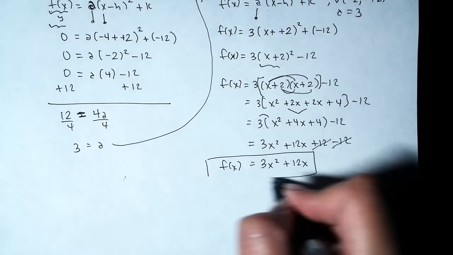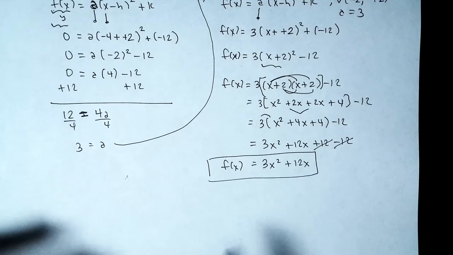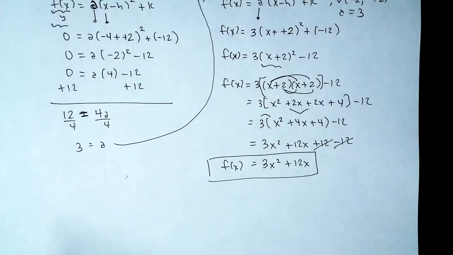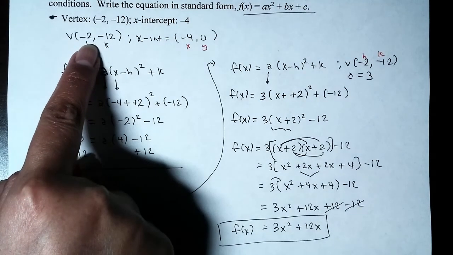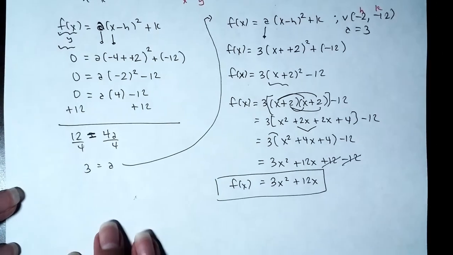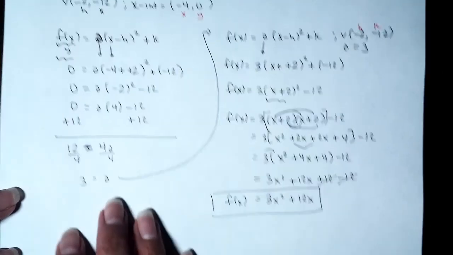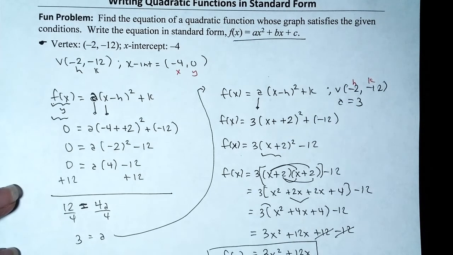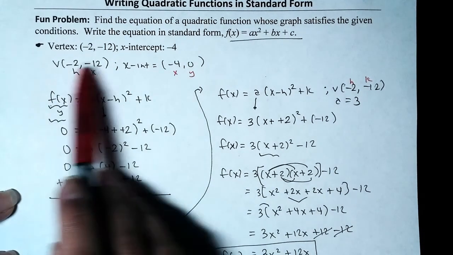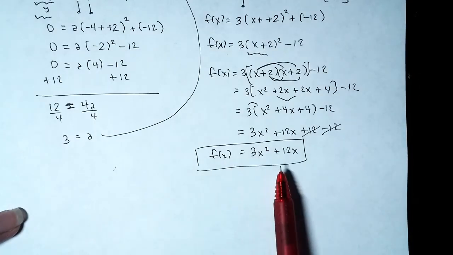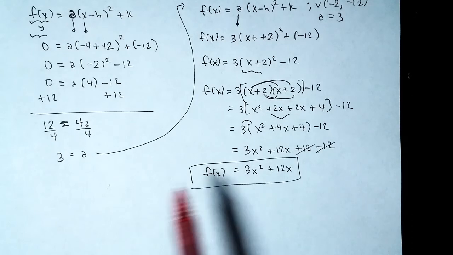If you wanted to check your answer, you can check it in more than one way, but if you wanted a visual confirmation, just punch it into your calculator, verify that the vertex is indeed -2, -12, and that the x-intercept is -4. So did we really answer the question? It says find the equation and then write it in standard form. Okay, that is in standard form, so we expanded the factors, so we're good.